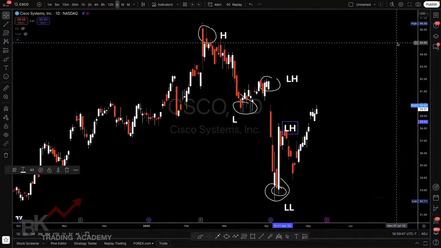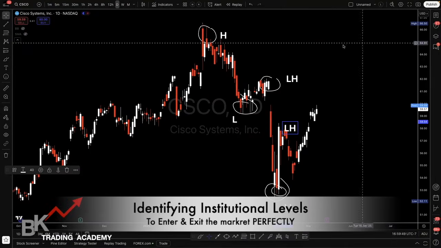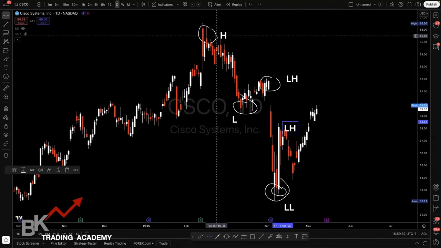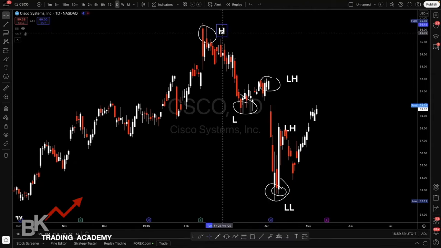We went over Cisco a little bit in our live trading session just this past Tuesday, and I want to show you something really quickly here. We always start on the higher time frame, whether the daily or the weekly. It doesn't matter as long as you can see structure, and I can see structure on the daily.